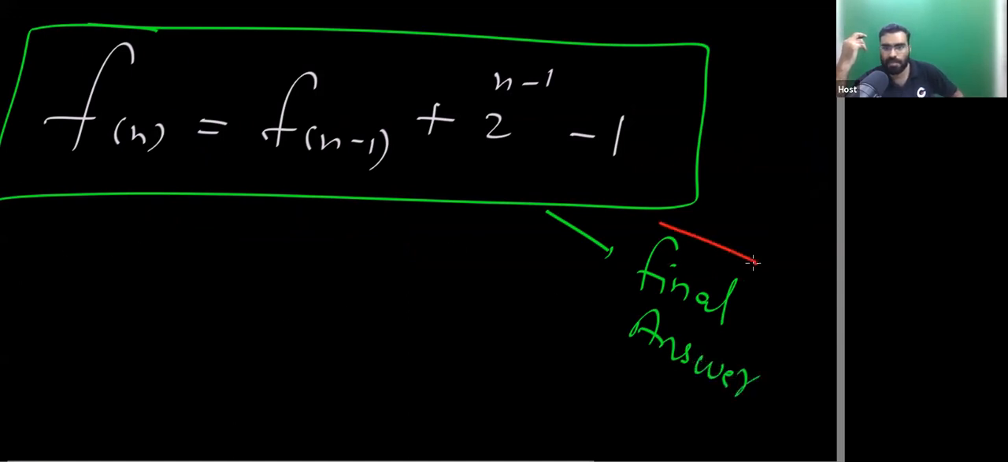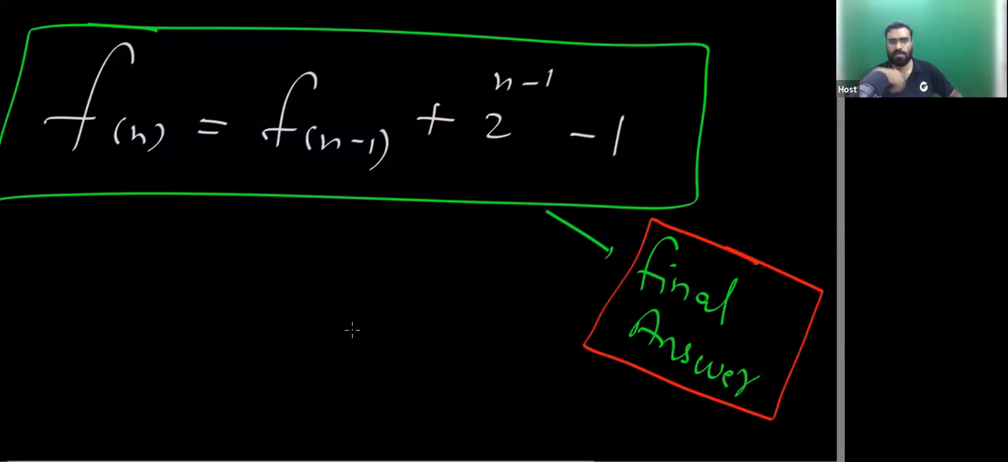Tell me, understood? Did you understand this analysis? Let me know. So this is your final answer that we got. Okay, initial condition we have already seen. This is the recurrence relation that we will get.